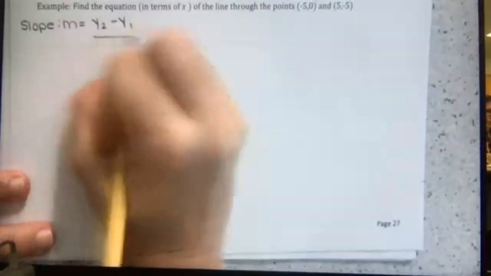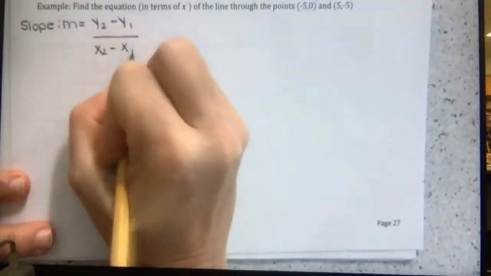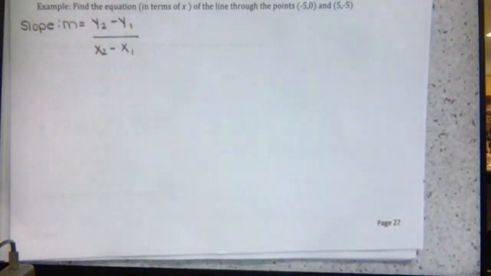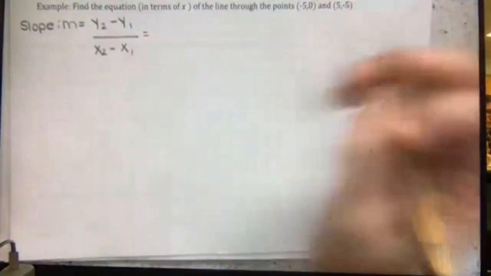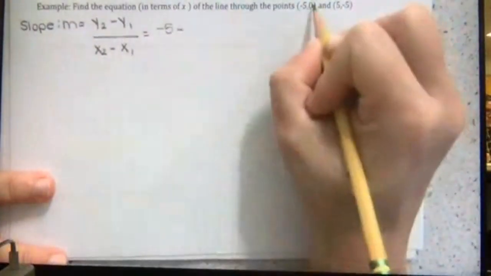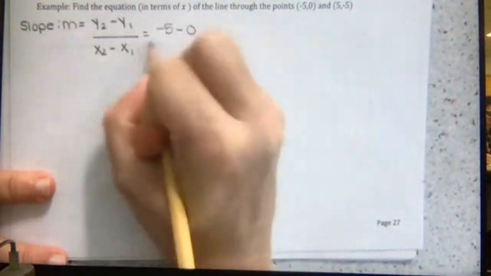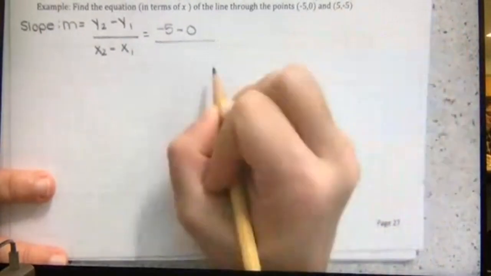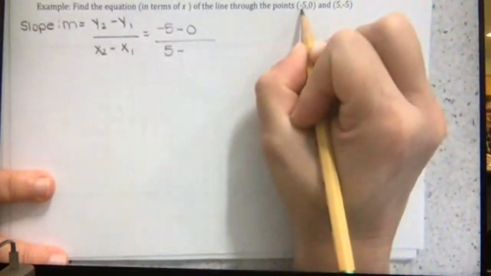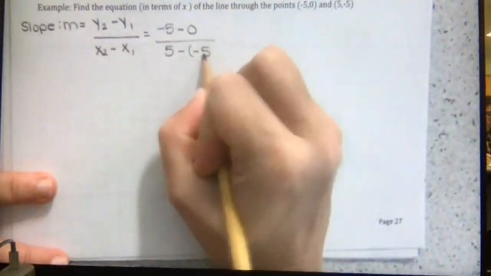So we can use our slope formula, which is m equals y2 minus y1 all over x2 minus x1. We already labeled it, so just putting our numbers where they go. So y2, which we labeled as -5, minus y1, which we labeled as 0, all over x2, which we labeled as 5, minus x1, so minus -5.